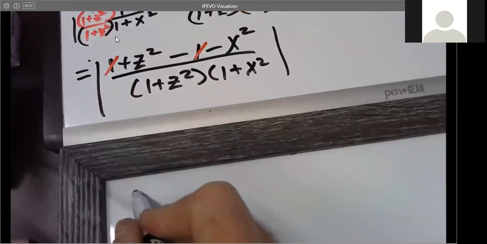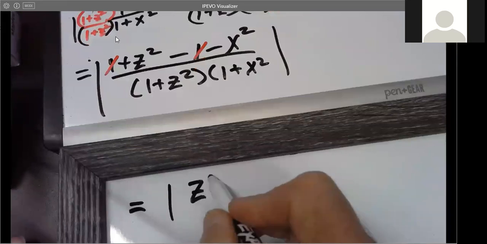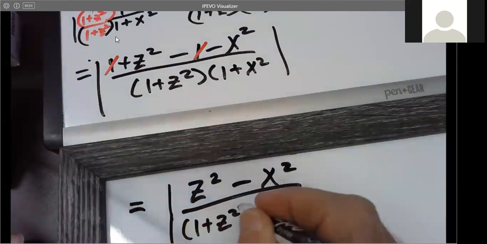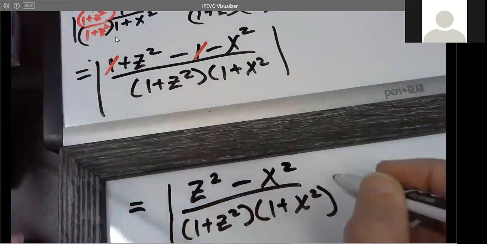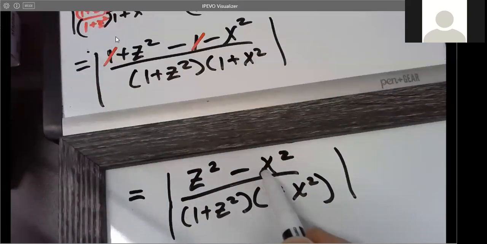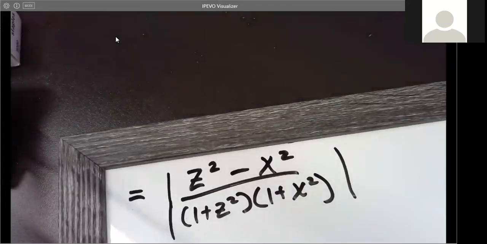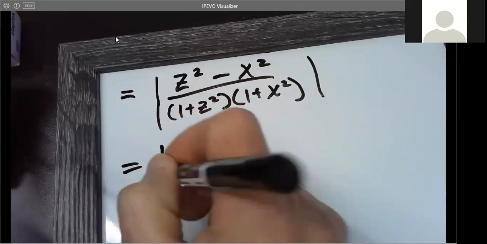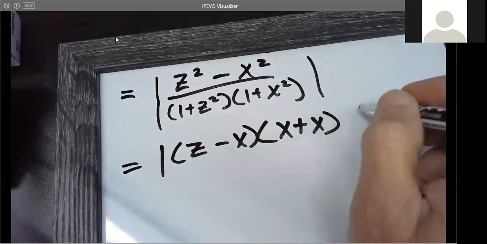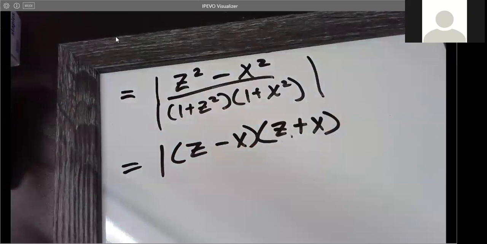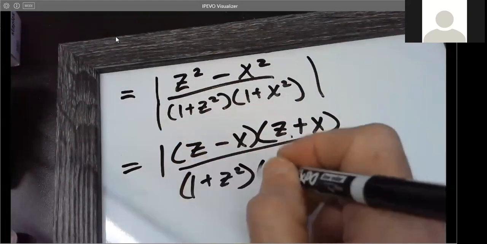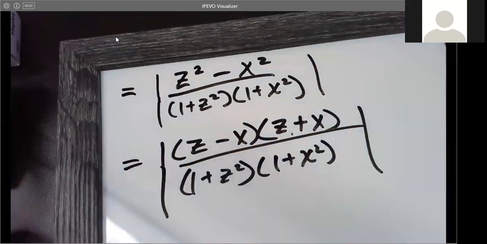And so we get the absolute value of z squared minus x squared all over 1 plus z squared times 1 plus x squared. Okay. And so now we have a difference of 2 squares, so we can go ahead and factor that. That'll be z minus x times z plus x, and that's over 1 plus z squared times 1 plus x squared. And all that is within the absolute value.